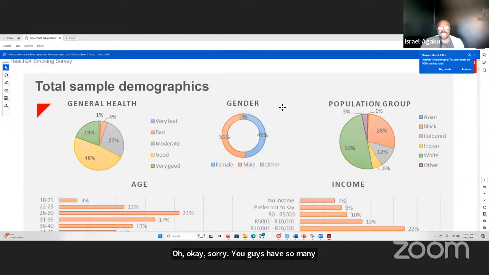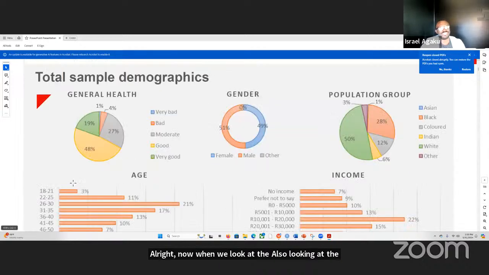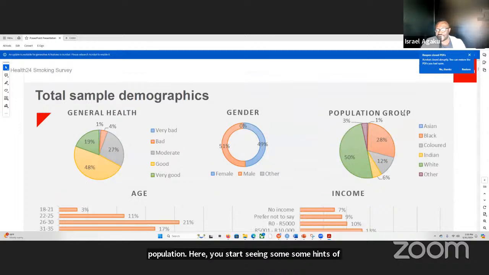All right, now when we start looking at the population here, you start seeing some hints. When you look at race, for example, for context, this is South Africa, right? When you look at race, the percentage of white, this is green. 50% of the population in this sample is white. Who sees the problem with that?